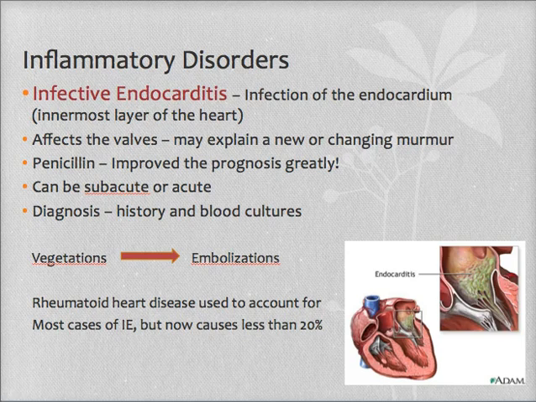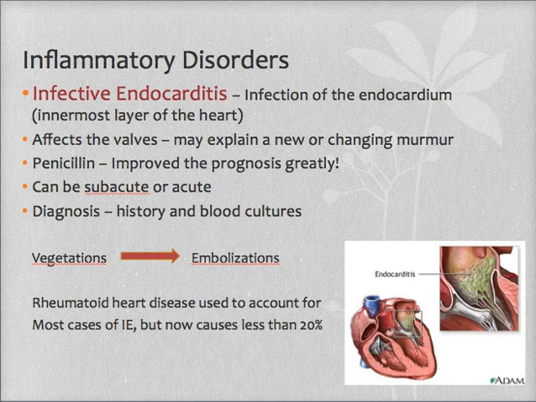This used to account for most causes, which were affected by rheumatoid heart disease. We have done a very good job as a medical community of kind of eliminating rheumatoid heart disease, but it does still happen. But now it's less than 20% of cases, so good job for the medical community in reducing the rate of this. We've also improved the prognosis greatly just from simple things like penicillin. This can be subacute or acute.